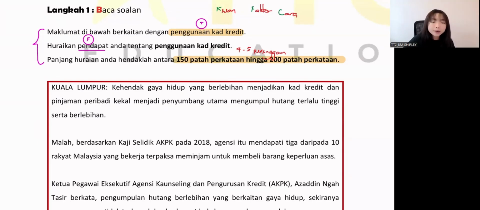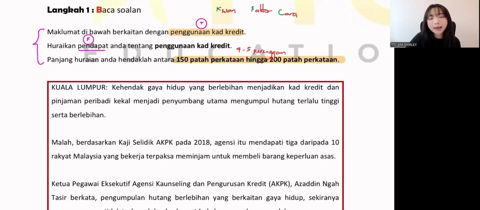Then, malah berdasarkan kaji selidik, mendapati 3 daripada 10 rakyat Malaysia bekerja terpaksa meminjam untuk membeli barang keperluan asas. So based on the study in Malaysia, out of 10 Malaysians, there will be 3 who work hard but still need to borrow to buy daily necessities. Membeli barang keperluan asas. So by looking at this, they're still telling you the same thing. They're telling you the phenomena and the lifestyle nowadays.